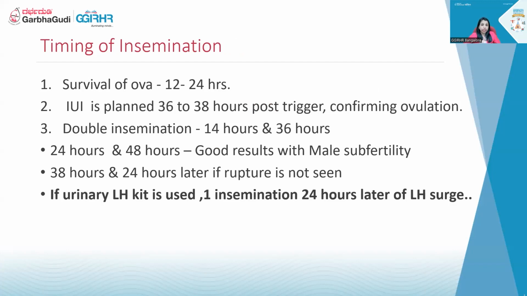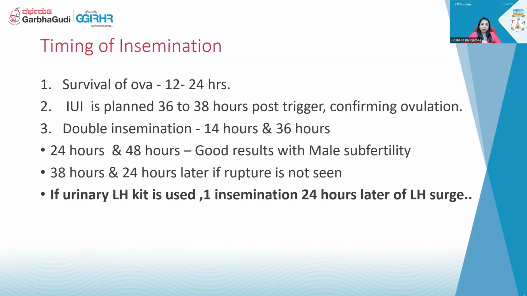Yes, one is the semen technique, the other one is the timing of insemination. So we have to understand the egg can survive only for about 12 to 24 hours. And if you are doing IUI beyond this time, definitely there won't be an active egg to get fertilized. So you should ideally plan your IUI about 36 to 38 hours post trigger, call the patient for a confirmatory scan of ovulation, and IUI should be performed soon after ovulation.